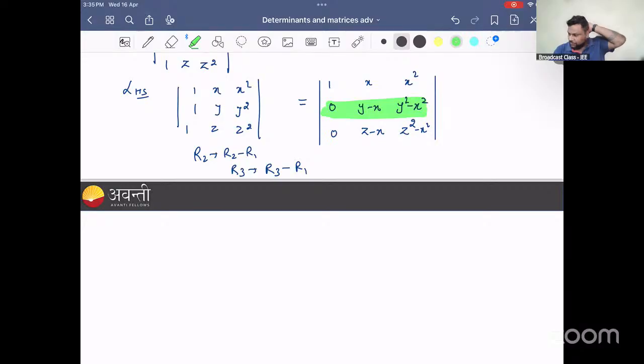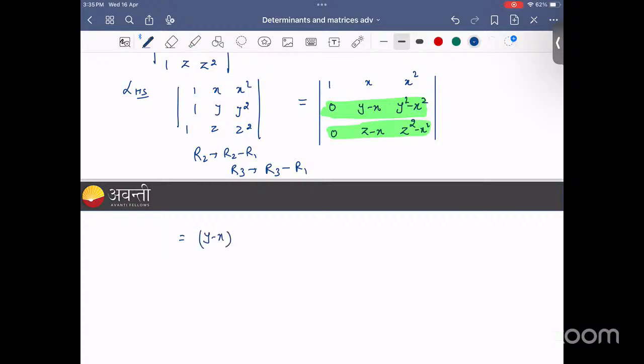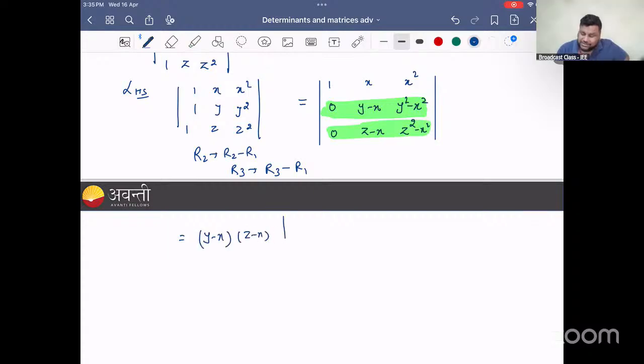From this second row, what can I take common? Y minus x. From this third row, what can I take common? Z minus x. So if I take y minus x into z minus x common, it will be 1, x square, 0, 1, y plus x, 0, 1, z plus x.